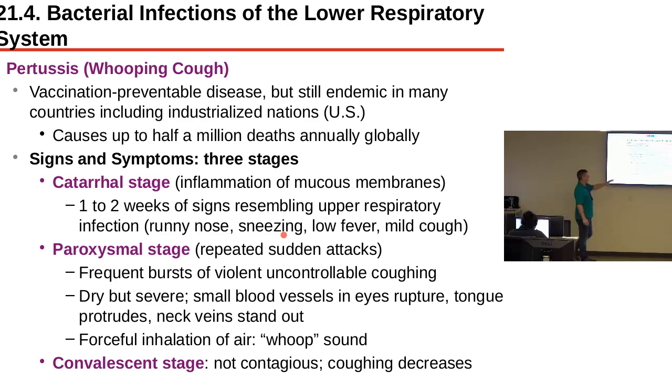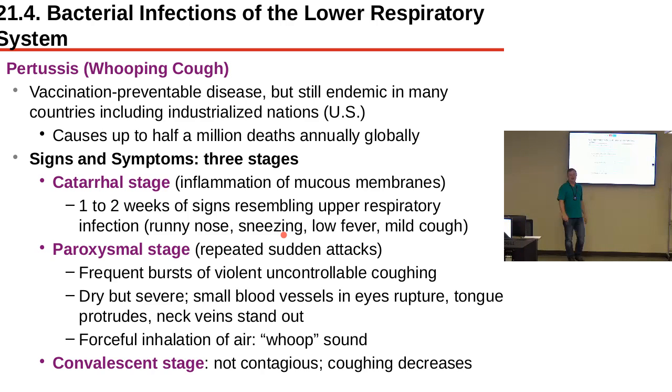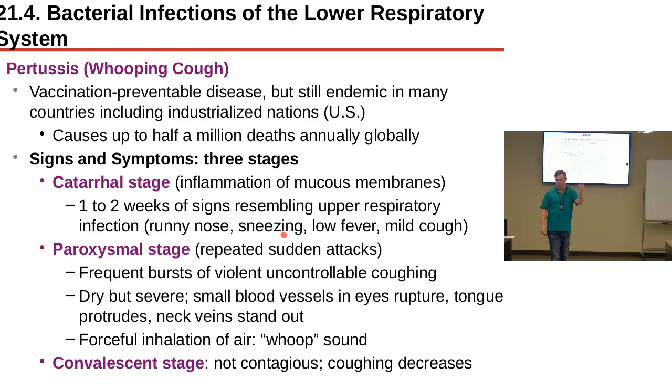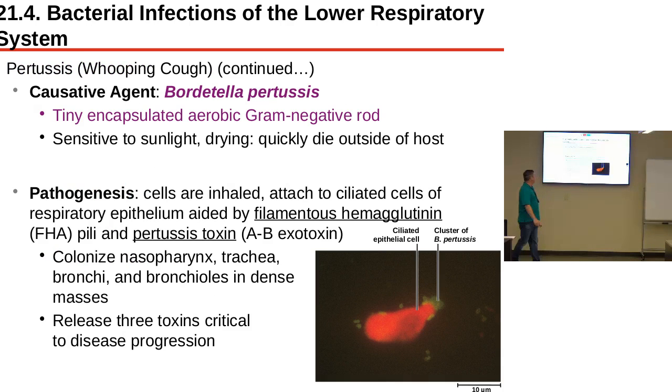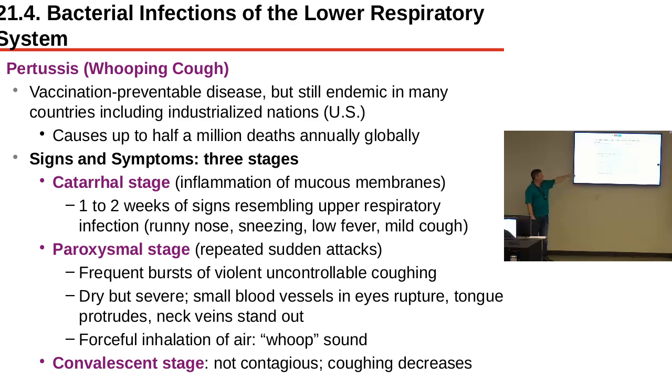The contagious stage is the paroxysmal stage, and that's why that violent coughing, the bacteria has evolved to utilize that strategy to try to spread itself. What were the three stages? You said paroxysmal? Catarrhal, paroxysmal, and convalescent.